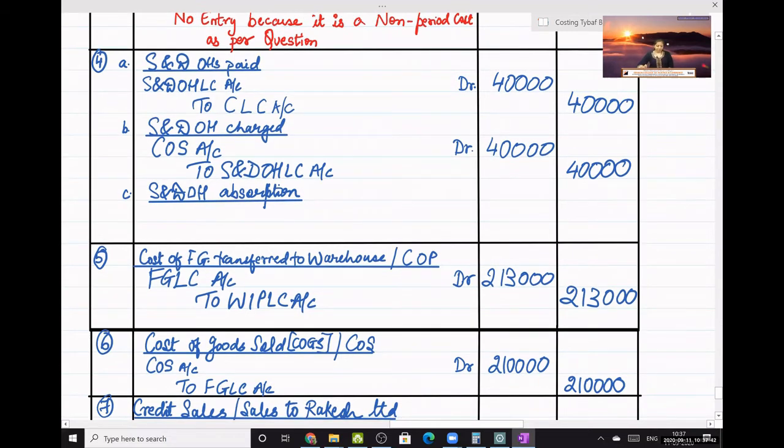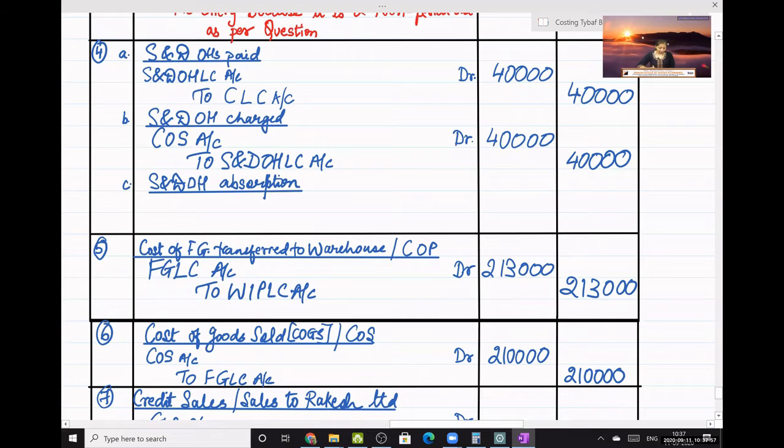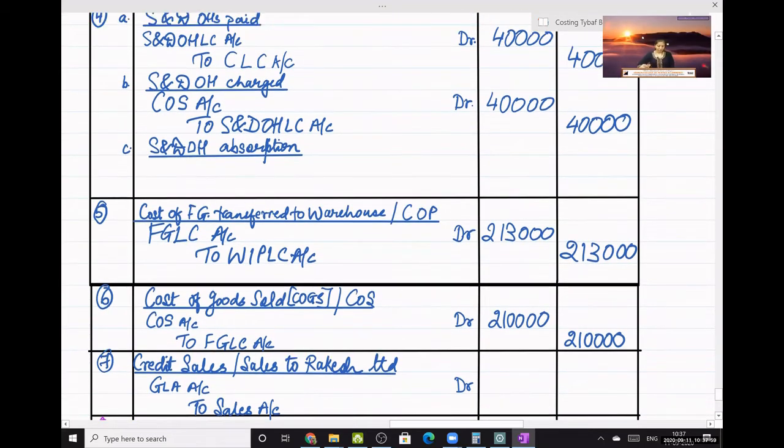yeah. ठीक है. Journal entry number 6, cost of goods sold. COS account debit to FG. Next, journal entry number 7. Okay. They have said sales to Rakesh Limited. तो राकेश कौन है? ऑब्वियसली पार्टी. तो इफ पार्टीज नेम इज गिवन मींस ही इज माय डेटर. करेक्ट ना? हाँ, तो दिस इज अ क्रेडिट सेल.